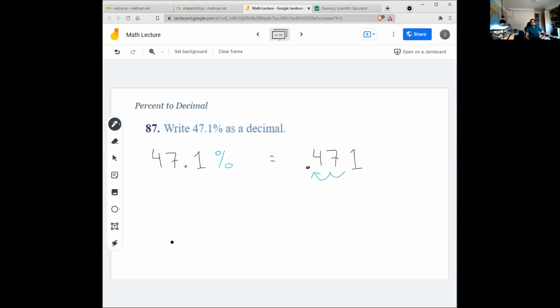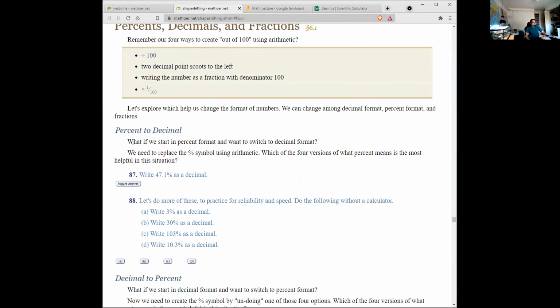Everyone with me so far? I took a percent and I said, I want to replace it with something else that means the same thing. So I did. Ta-da. Okay, what about decimal to percent?